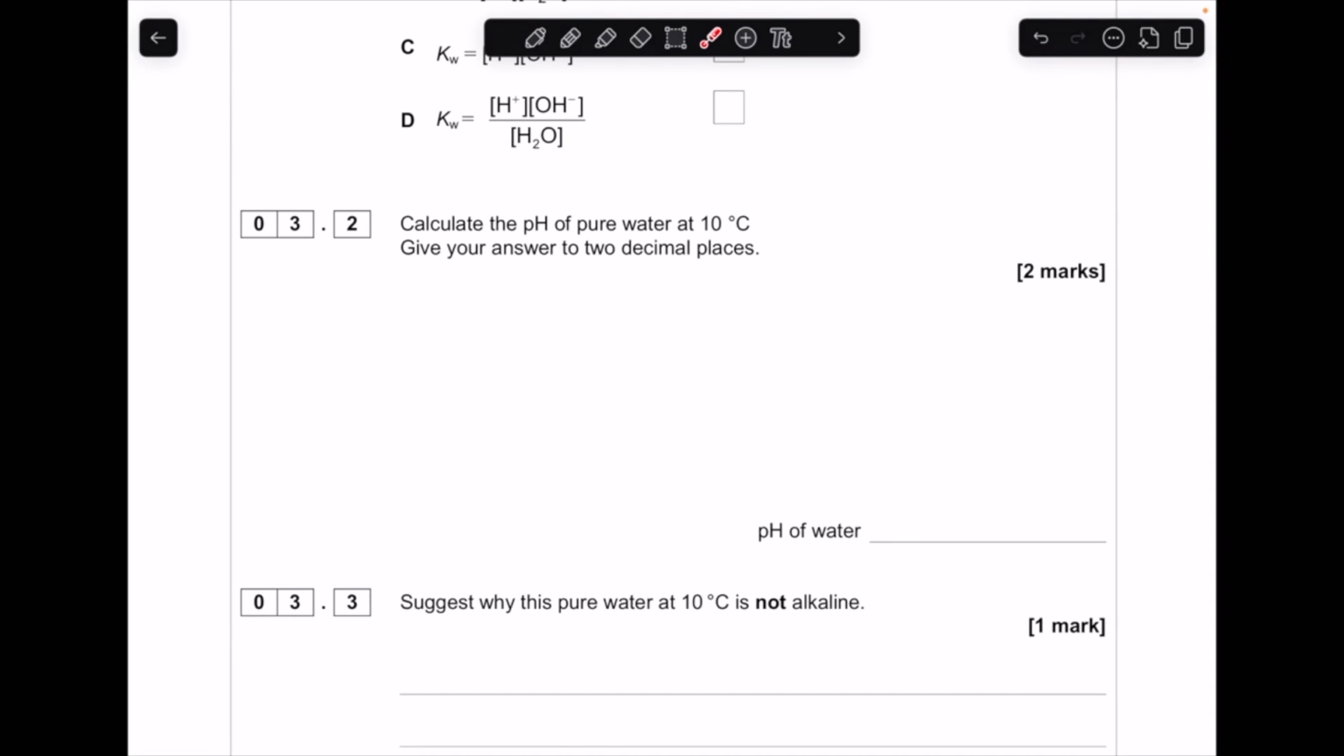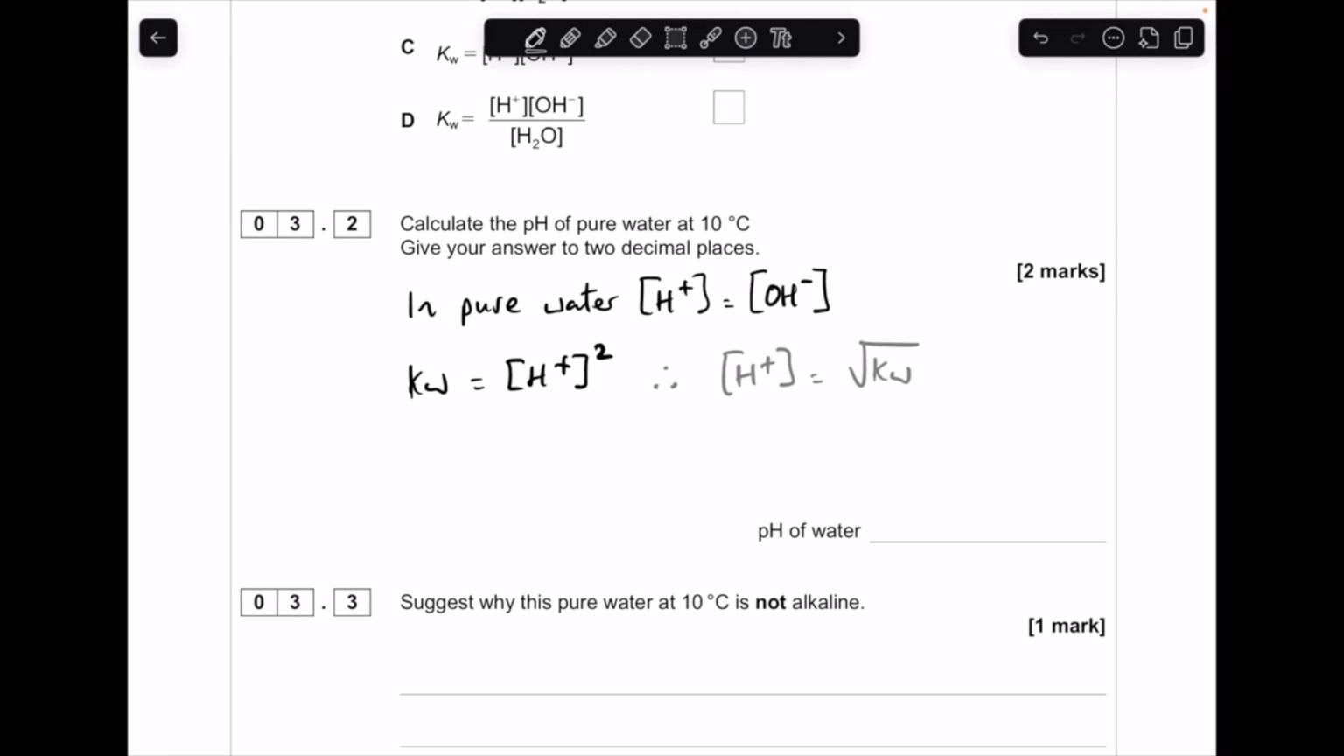Moving on to part two, calculate the pH of pure water at 10 degrees C. The important thing to know is that in pure water, the hydrogen ion concentration is equal to the OH minus concentration. So that means we can simplify the Kw expression to the H plus concentration squared. So rearranging for H plus concentration, we get the square root of Kw, and then all we need to do is sub in the value they gave us at the top of the question for Kw at 10 degrees C.